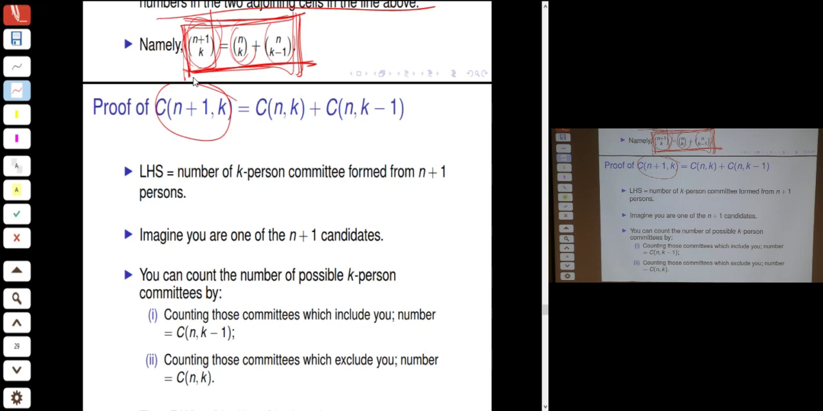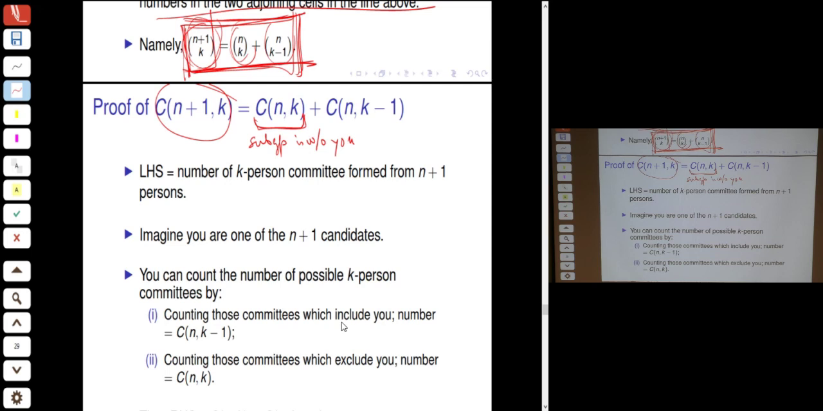In the case that the subgroup is without you, the number of ways of choosing the subgroup of size k is n choose k, because you have to find all the k people from your n friends.